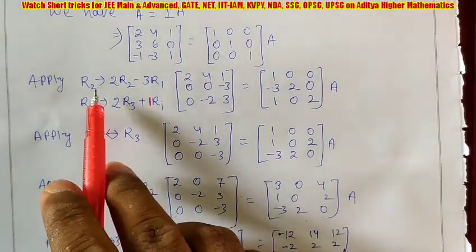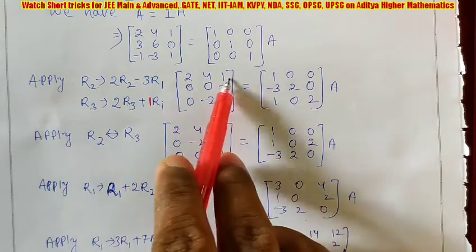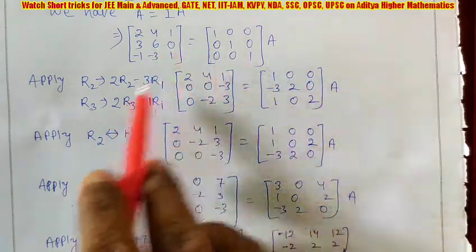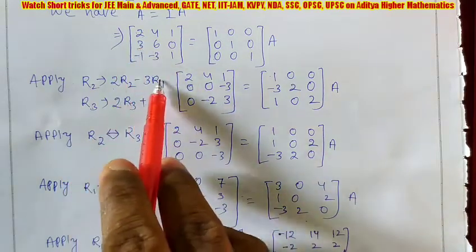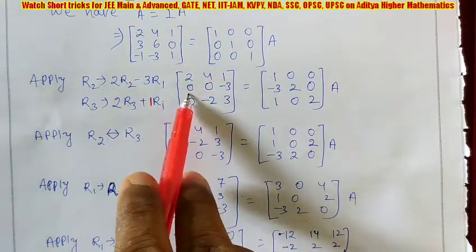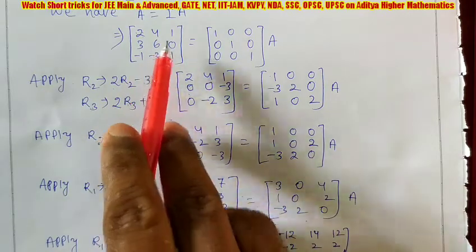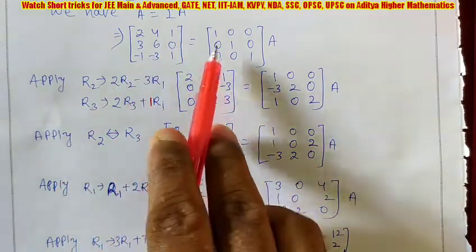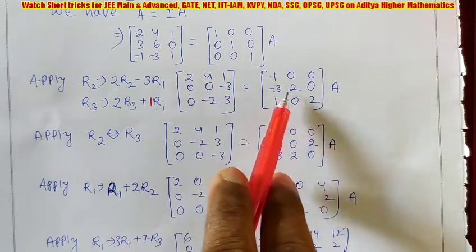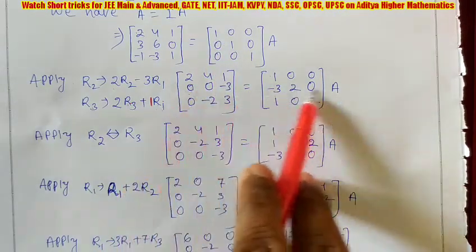But we are not changing R1. So R1 you write 2, 4, 1, 1, 0, 0, what it was before. Now change R2: 2 multiply 3, 6, minus 3 multiply 2, 0. 2 times 6 is 12, minus 3 times 4 is 12, 0. And 2, 0, 0, minus 3, minus 3. It is minus 3 only. 2 multiply 1, 2, 0. So we got the second row.